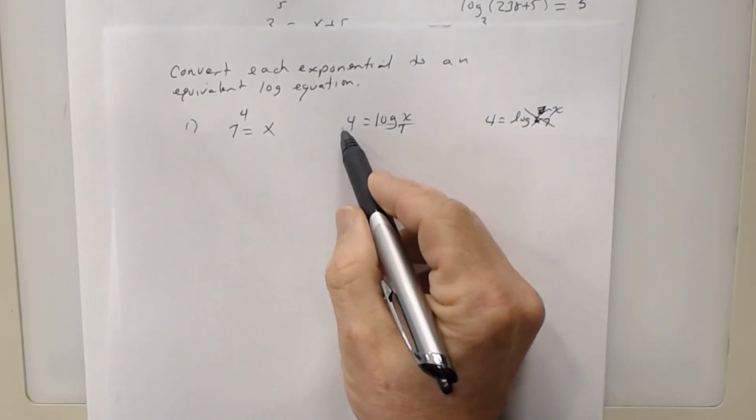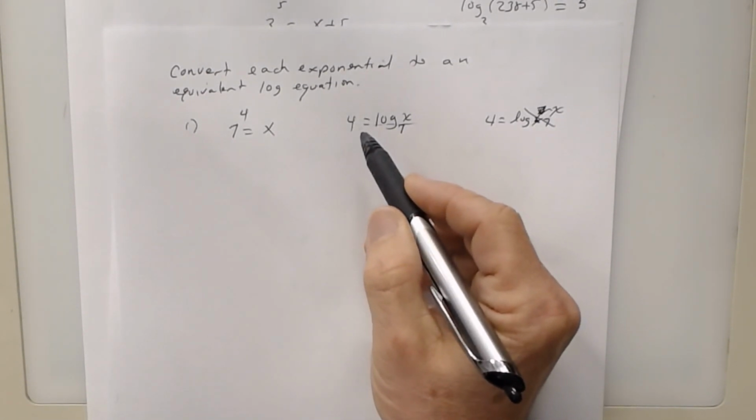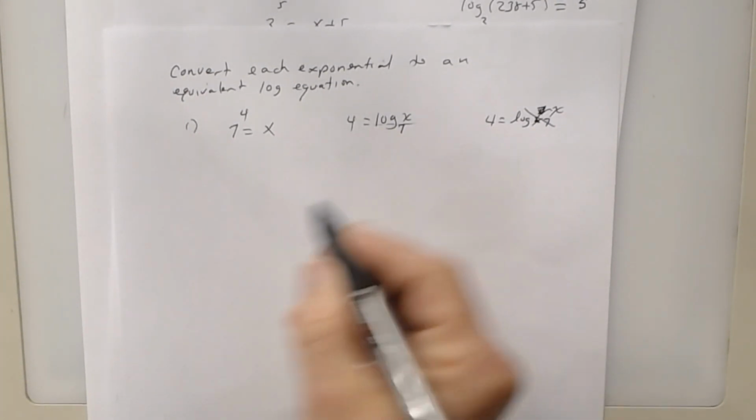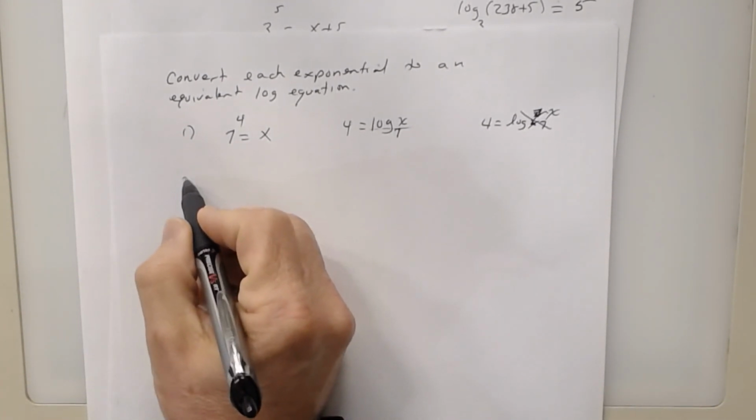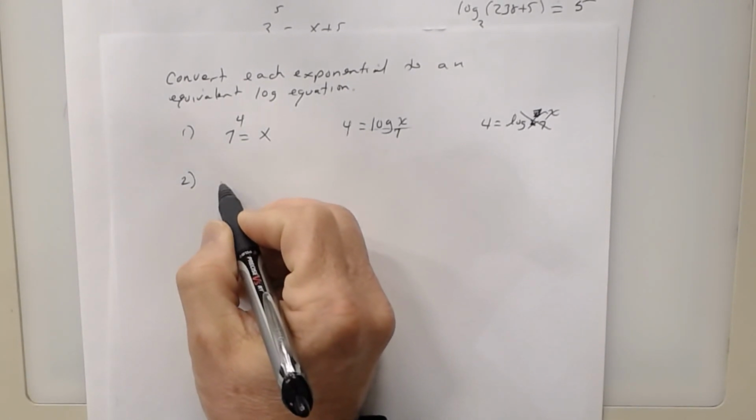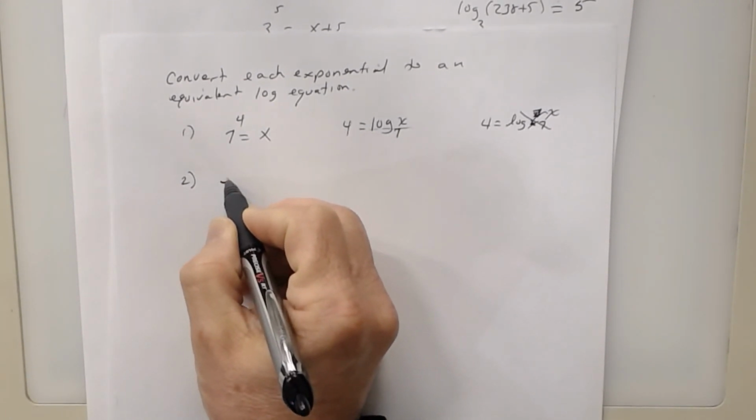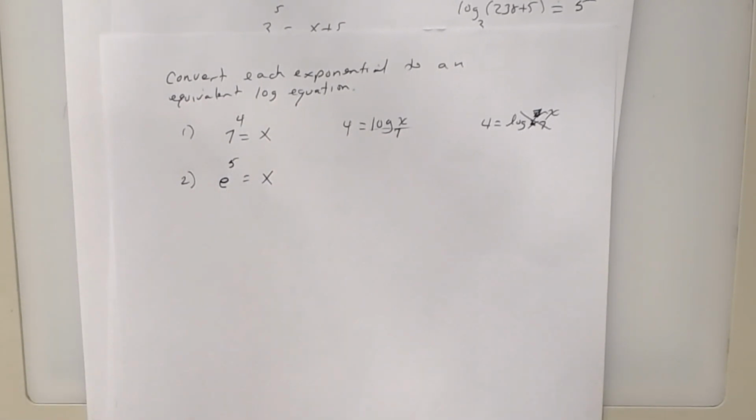All right. So 4 equals log x are on that same line. Okay? All right. So that one was from yesterday. Number 2, suppose we had e to the 5th power equal x.